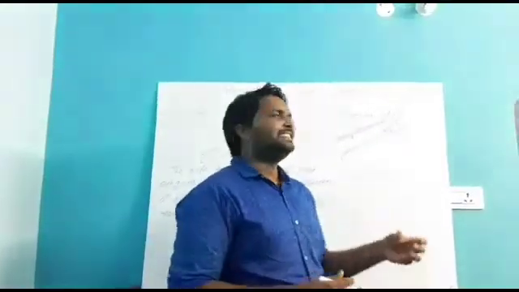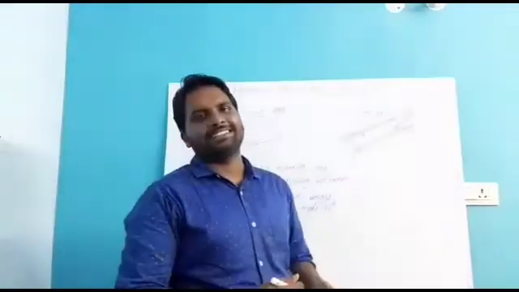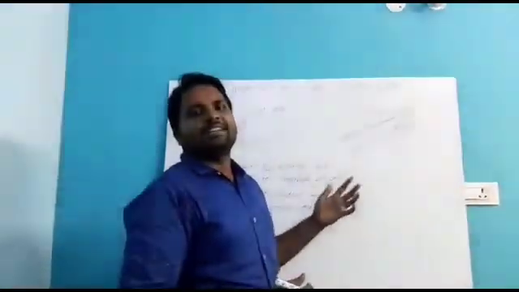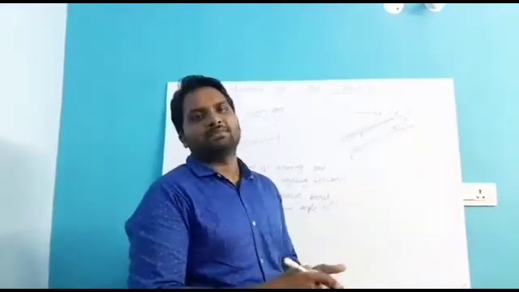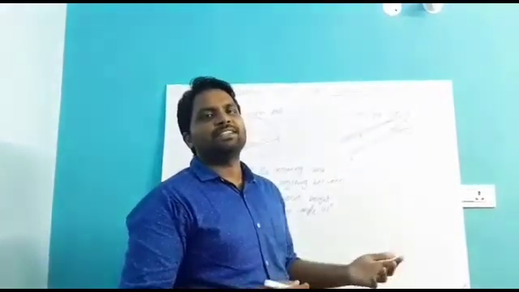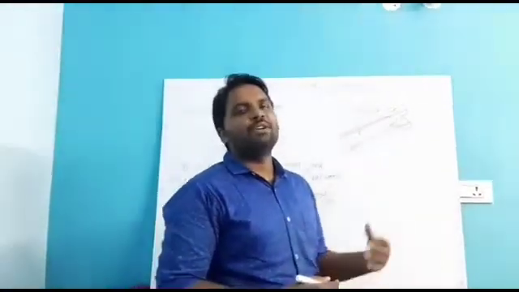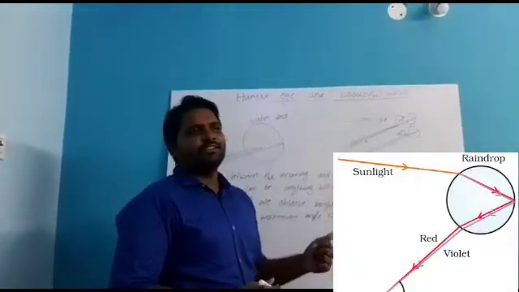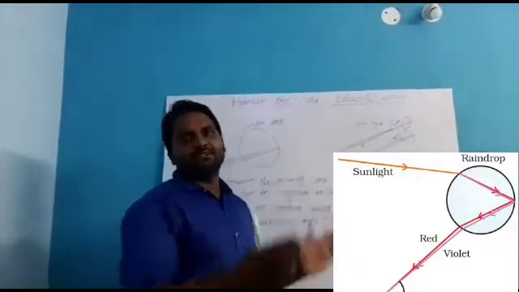Now we see how the rainbow appears in the sky. Just previously we discussed how the rainbow appears because of dispersion. Due to dispersion we are able to see a rainbow in the sky. Now we can do one activity at home also. You just see one white wall.